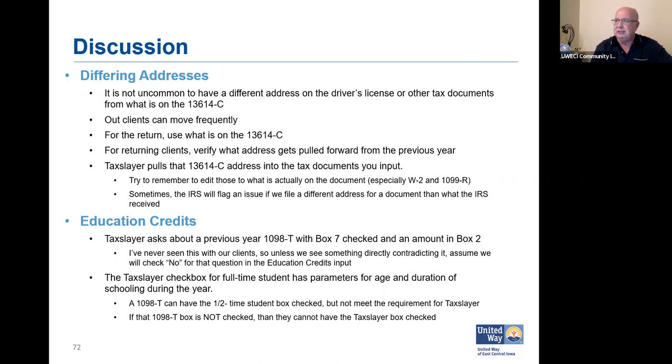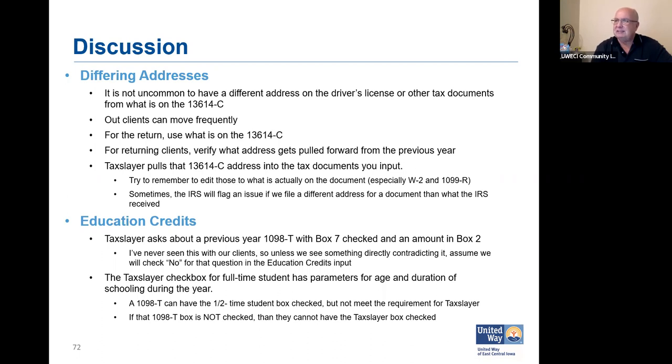It's usually a W-2 or a 1099-R where we run into this, where they've moved and had an earlier job, and that W-2 doesn't have the same address as they have now. So we want to try and edit that W-2 input for whatever the address actually shows on the W-2 or the 1099-R. Those two documents need to be identical to what the IRS gets, which means they need to show whatever is on the document that you have in front of you as far as an address is concerned. There are some documents like those two that the IRS will flag as an issue if we have a different address than what they have on file for what that document shows. So you do have to get those straight.